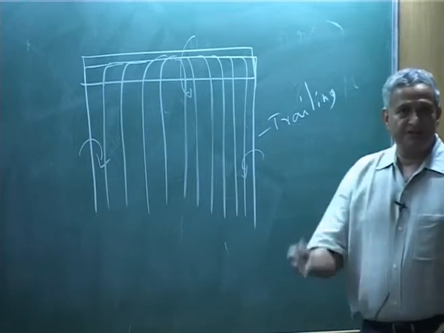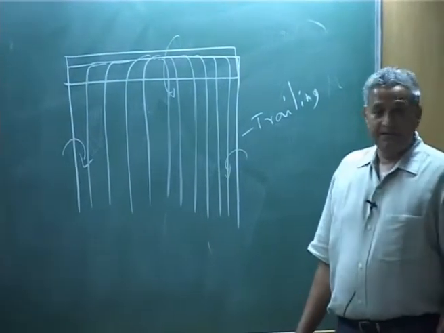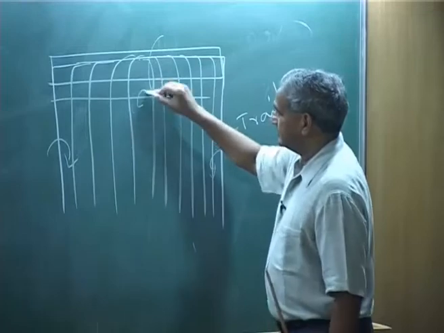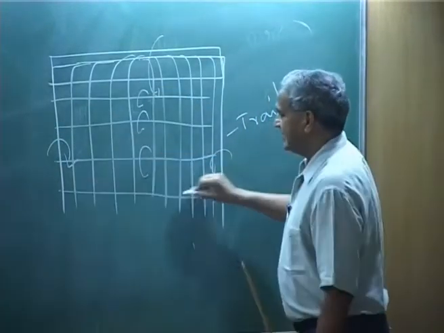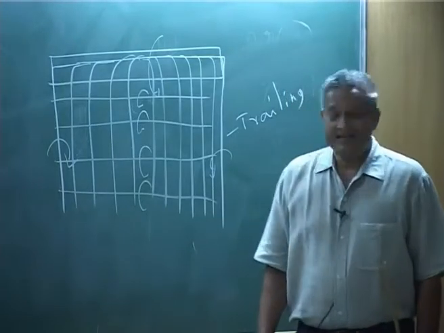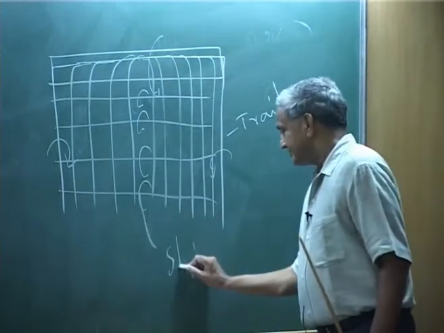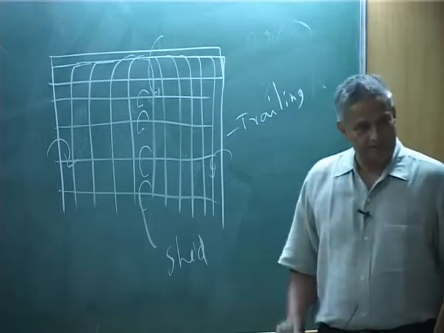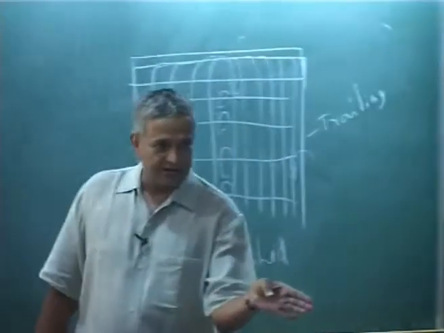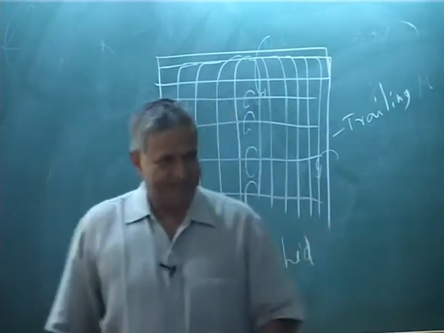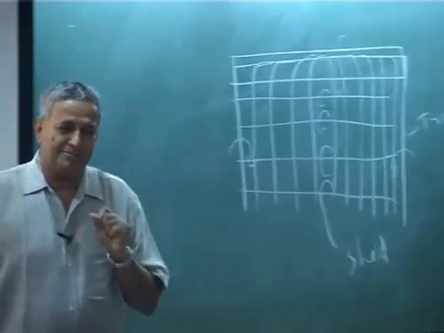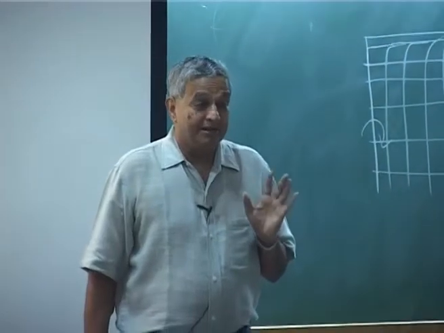Suppose if circulation is a function of time, then you will have like this. These are shed. Okay. So, you have shed vortex, you have trailing vortex, but usually there are a lot of assumptions made.